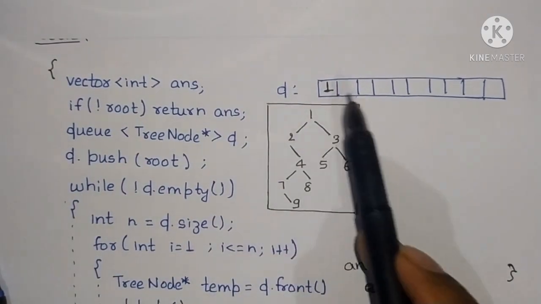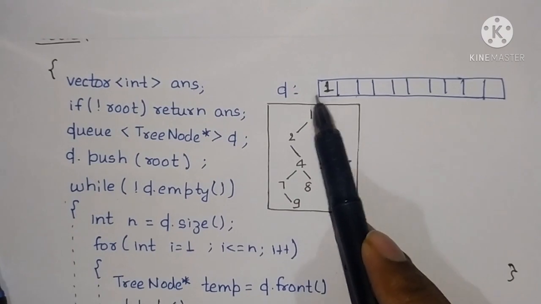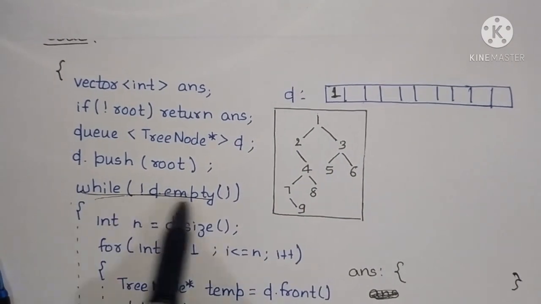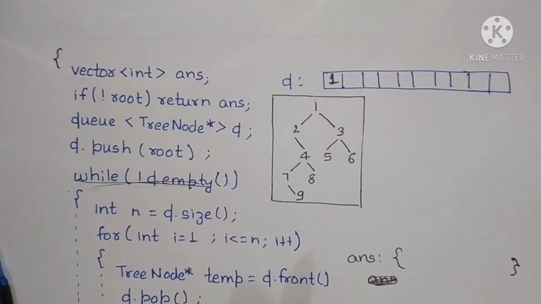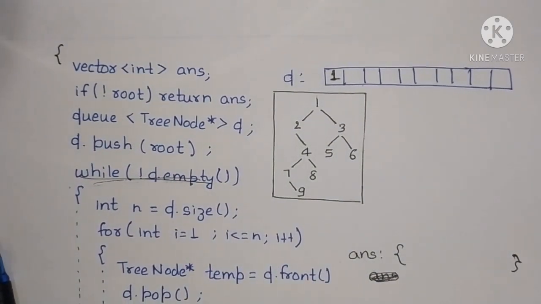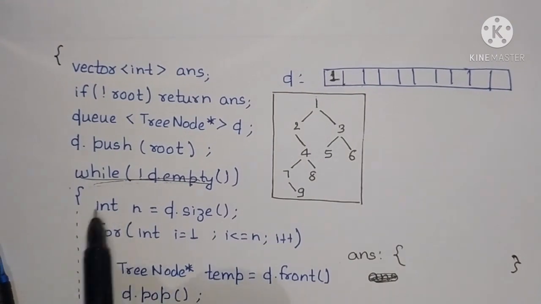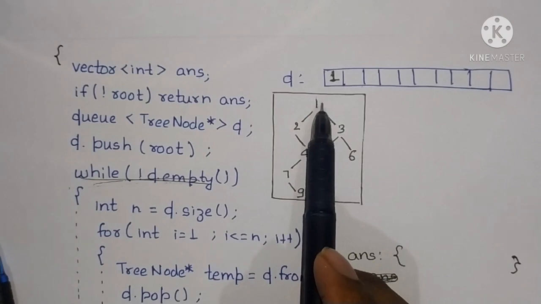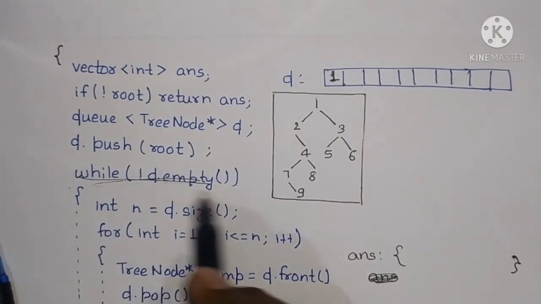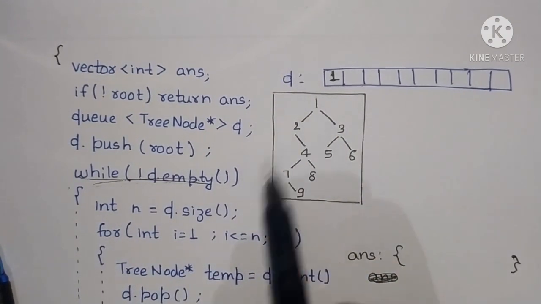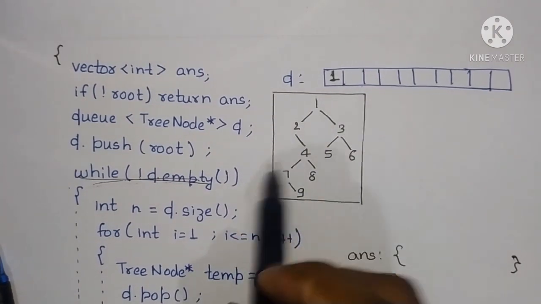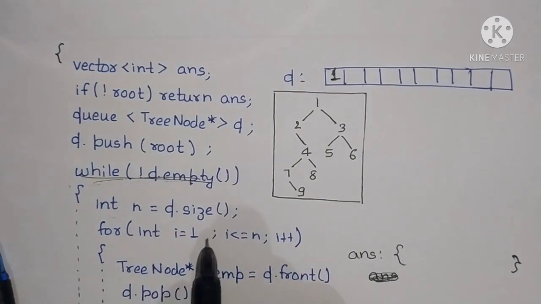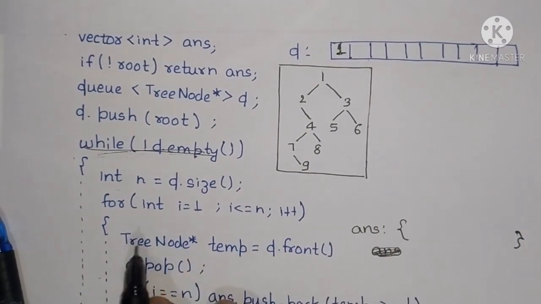Then as the queue is not empty, this while loop will run. What will this while loop do? First of all, it will take the size of the queue, that is the size of the given layer. For the first layer, the size of the queue will be 1, because only 1 is present in the queue, so n equals 1, and then this for loop will run.